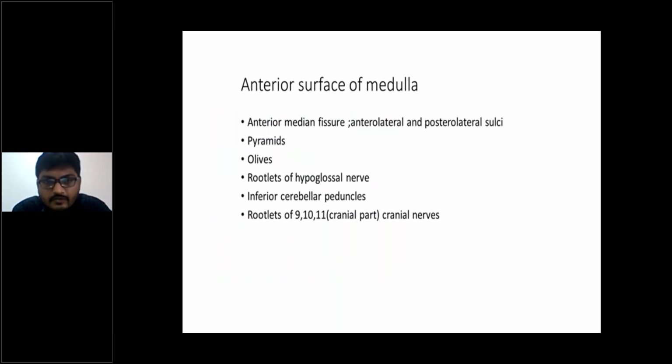So anterior surface of medulla. What are the parts of the anterior surface of the medulla? Anterior median fissure, anterolateral and posterolateral sulci, pyramids, olive. Pyramid is due to the corticospinal tract. Rootlets of hypoglossal nerve. Right, hypoglossal nerve is medial. Inferior cerebellar peduncle connects medulla to cerebellum. Rootlets of 9, 10, 11 cranial nerves, that is the lateral part of the medulla. Okay.